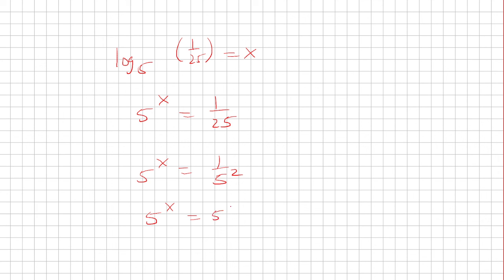Okay, last one. We have log base 5 of 1 over 25 equals x. That becomes 5 to the x is 1 over 25. 1 over 25 is the same thing as 1 over 5 squared. Bringing the exponent on the top, we have 5 to the negative second power. Now we can cancel out the 5s and get x equals negative 2.